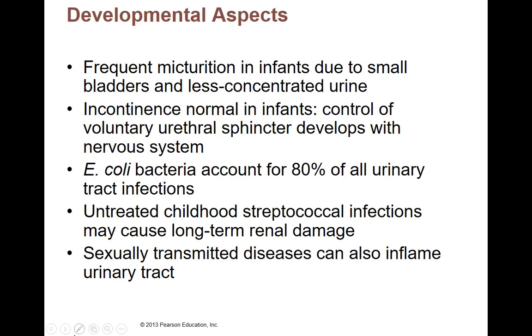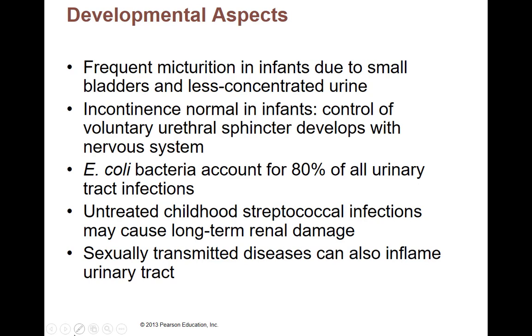Some other developmental aspects. In infants, frequent micturition, aka they urinate all the time. Mostly it's because they have really small bladders. They drink all the time. Everything they eat is really their drinking. And so they just have lots and lots of urine, and it's usually very dilute. It's less concentrated urine. They urinate all the time. Now, incontinence is normal in infants because they can't control that external urinary sphincter. Again, the pons hasn't developed yet.